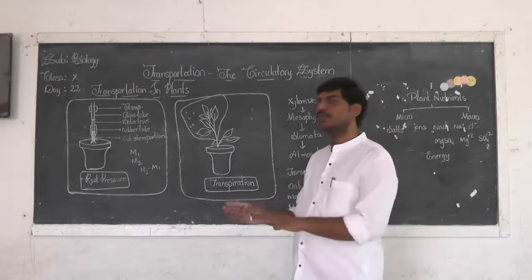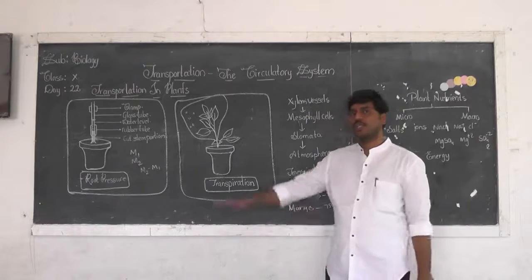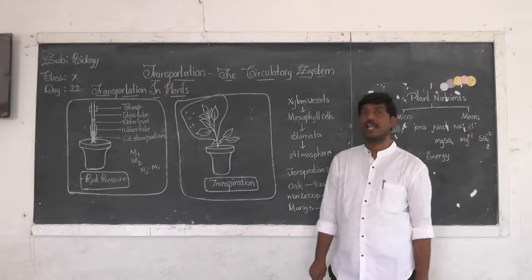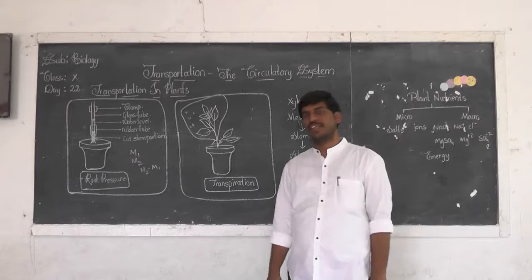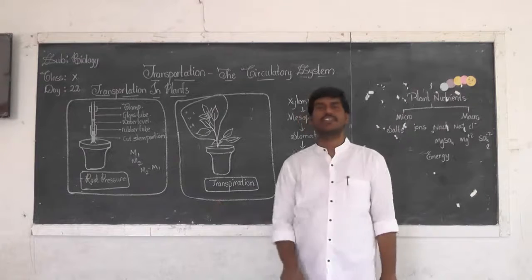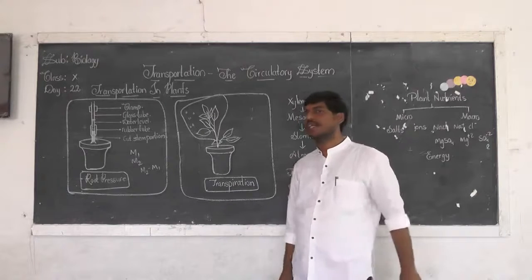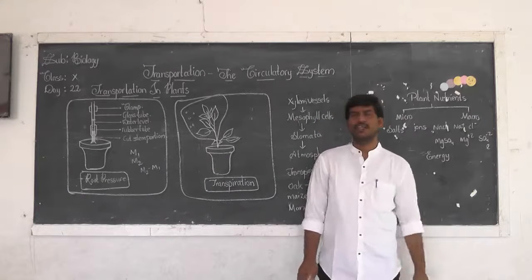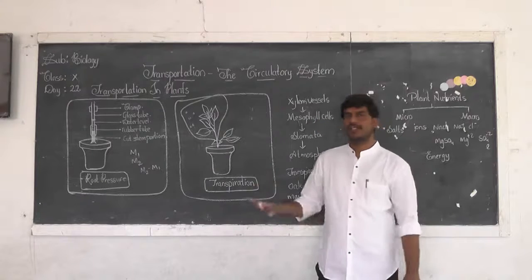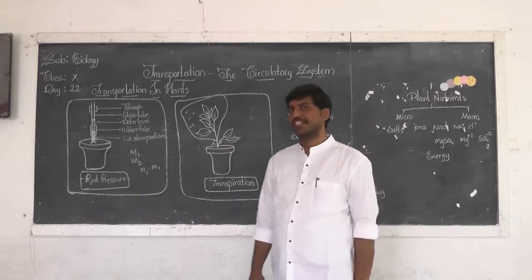So in order to overcome this disadvantage, the plant has one more mechanism, which is called transpiration. Now this transpiration is also helpful in the transportation of water. Before seeing how it helps, let's see what transpiration actually means.